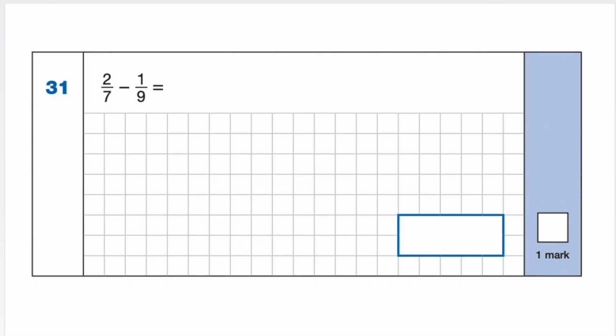Question 31, 2/7 minus 1/9. And again, unlike denominators, so we're going to need to find equivalent fractions. So let's put it in the middle, 2/7 minus 1/9. Remember, the trick for finding those common denominators is to just get a multiple of the two of them, and we can always do that by multiplying them together. 7 times 9 is 63. So then how did I get from 9 to 63? I had to multiply by 7.